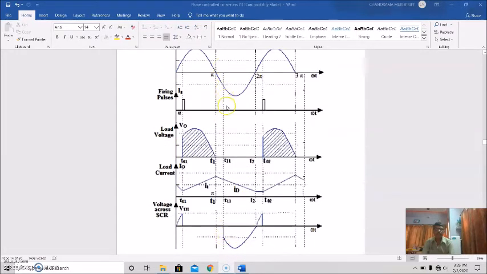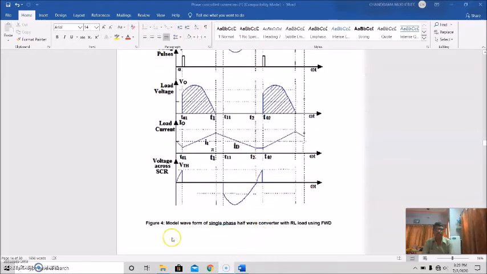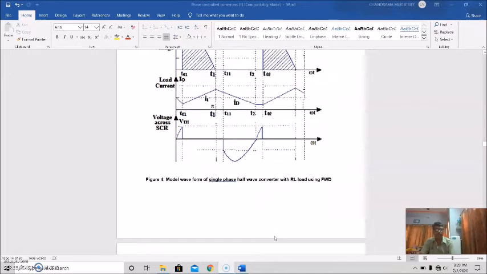Then it is again fired. This is the forward blocking voltage. Now this is again the firing angle, the gate pulse is fired, and this portion is the voltage across the thyristor. So this is the model waveform of a single phase half wave converter with RL load using a freewheeling diode.